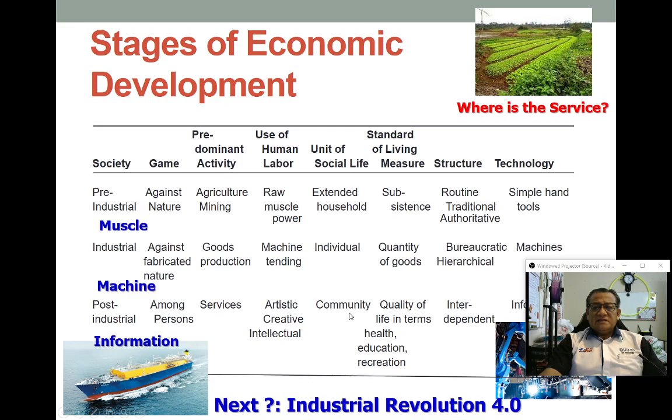We become interdependent. We are relying on technology that is based on information, for example, the internet, IT systems, networks, computers, intranets, and so on. So these are basically the development of the economic stages, from muscle-based, and then to machine-based, and later information-based. Okay?